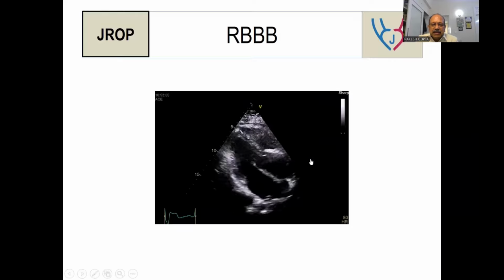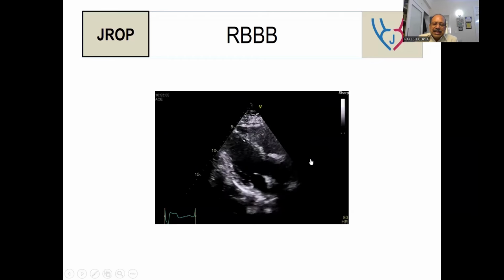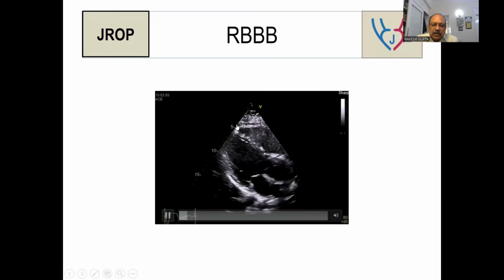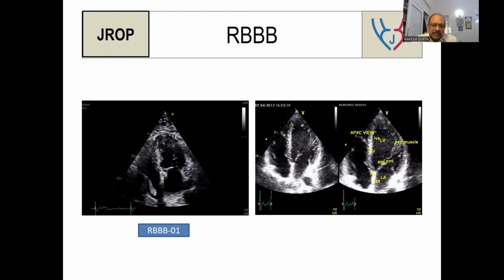Next is RBBB. RBBB is also virtually present like this. It only gives you this kind of pattern, not of significant value except in certain conditions.